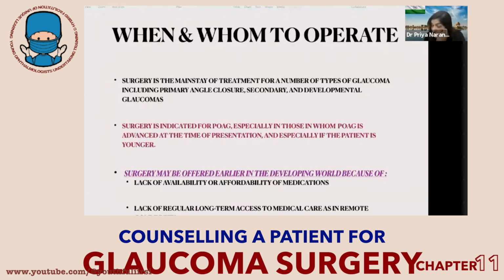The next is when and whom to operate. Now, surgery is often the mainstay of treatment for certain types of glaucoma. They are usually the secondary glaucomas, the developmental glaucomas. So that is where surgery often tends to come up in very early stages. But then there are cases with open angle glaucomas, which are well controlled with medications, where you try to postpone the surgery and you try to monitor the patient on the medical line of treatment.